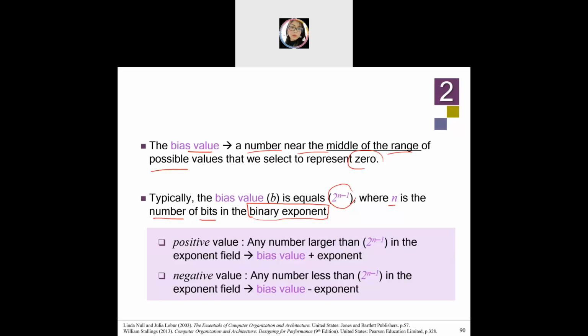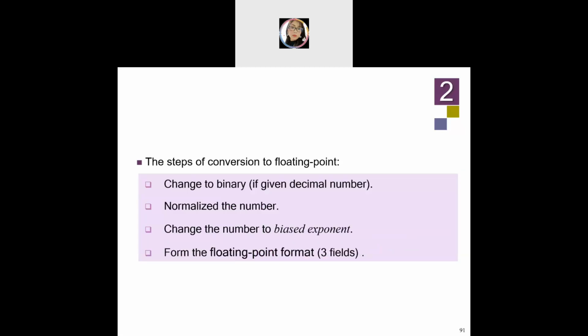But before that, you can see here, positive value: any number larger than 2 to the power of n minus 1 in the exponent field, bias value plus exponent. If you have the negative value, any number less than 2 to the power of n minus 1 in the exponent field, bias value will be minus exponent. But it's okay. We look into the example.